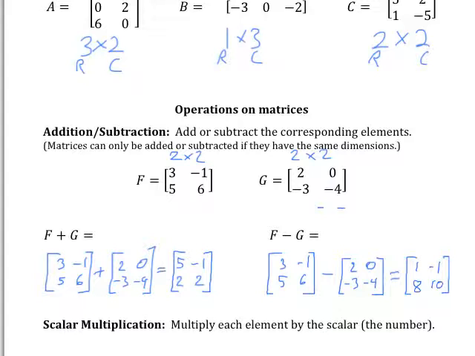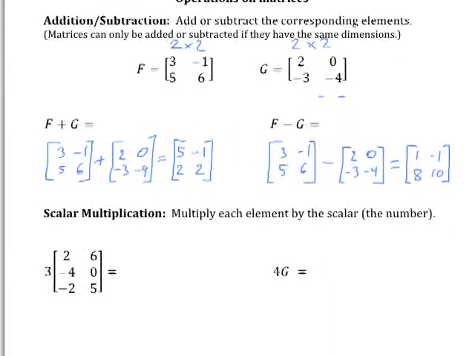It's important to understand that with adding and subtracting, if you start with a 2 by 2 and a 2 by 2, you're going to get a 2 by 2 as the answer. The answer is the same size or dimensions as the original matrices.